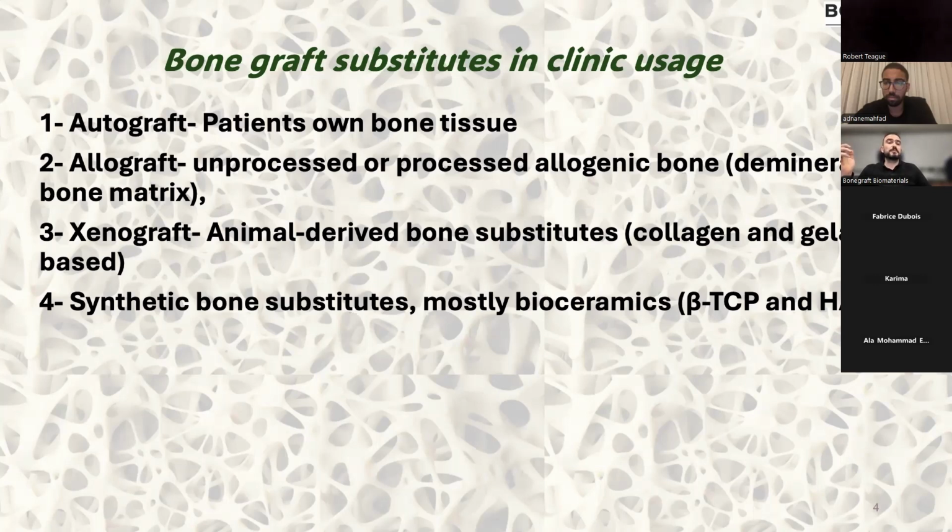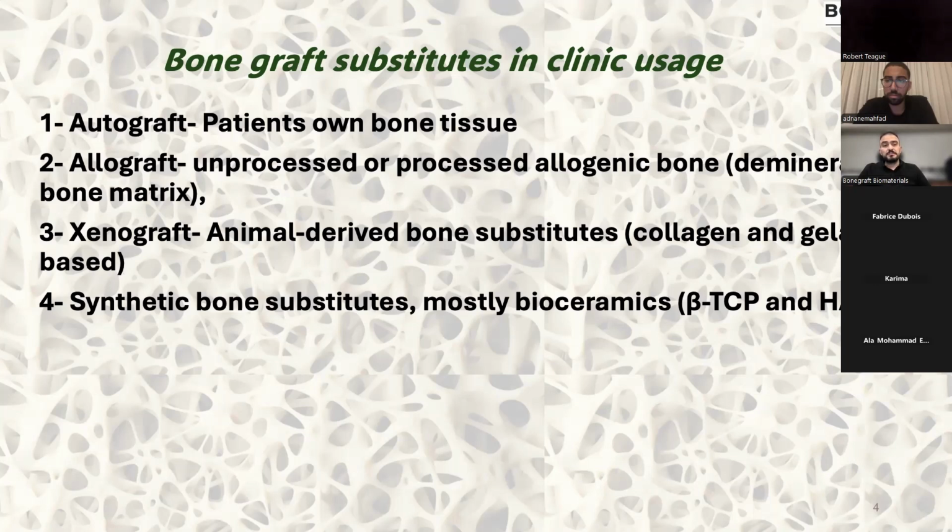Allografts are unprocessed or processed allogenic bone, surgically received from a cadaver and processed. Xenografts are animal-derived bone substitutes, mainly based on collagen and gelatin. And synthetic bone substitutes are mainly based on bioceramics, specifically beta-tricalcium phosphate and hydroxyapatite. These are the main bone graft substitutes in clinical applications.